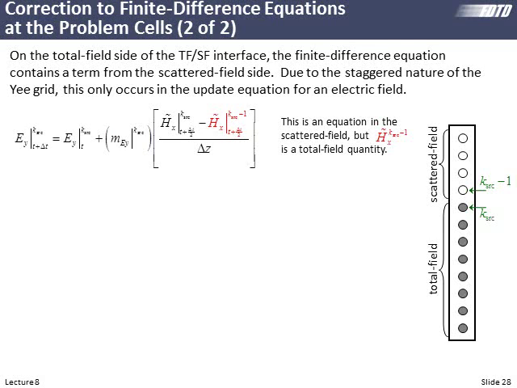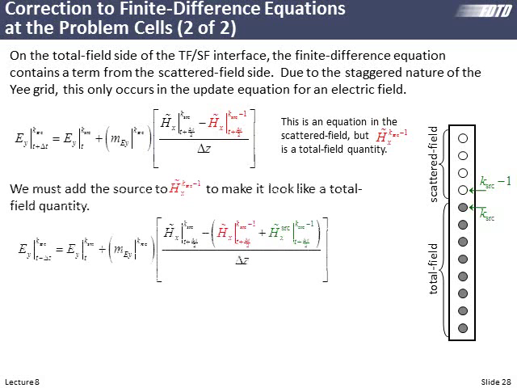We then have an update equation in the total field side that contains a term from the scattered field. So all of these terms are total field terms, except we're reaching over to the scattered field side for this magnetic field term. So we need to make this scattered field quantity look like a total field quantity. We do that by adding the source to it. So here we're adding the source.